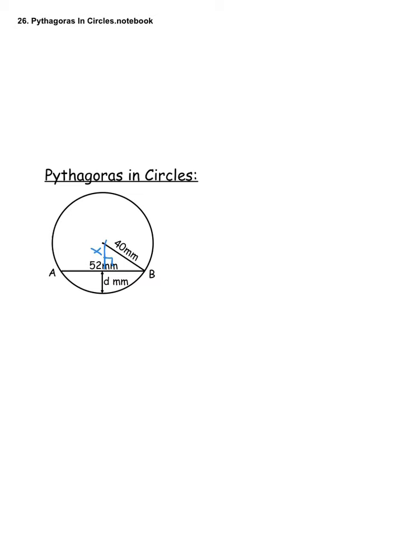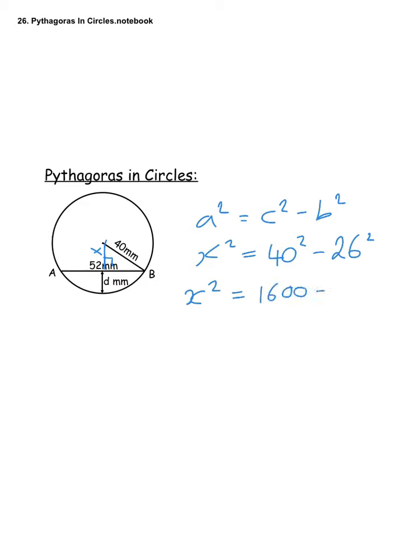So again, we're looking for a smaller side. We're using a squared is equal to c squared minus b squared. X is our left-hand side of our equation. C squared is 40 squared, the radius of our circle. B squared is half of 52 squared, so that is 26 squared. Next line of working, we need to figure out what 40 squared and 26 squared is. 40 squared is 1600. 26 squared is 676.